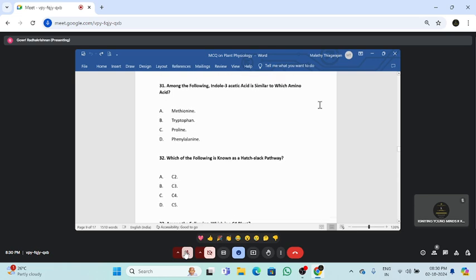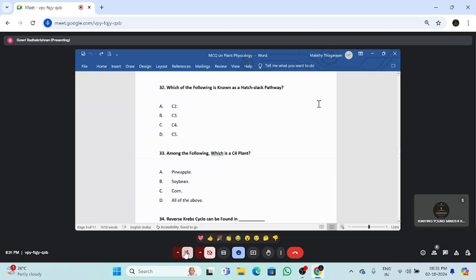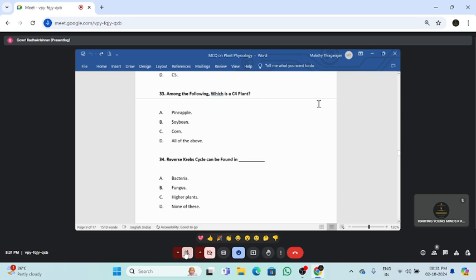Among the following, indole 3 acetic acid is similar to which amino acid? Option B, ma'am. Yes, tryptophan. Correct. Which of the following is known as the Hatch-Slack pathway? Option C, ma'am. Yes, C4. Correct. Among the following, which is the C4 plant?